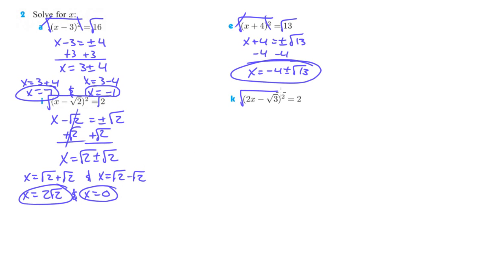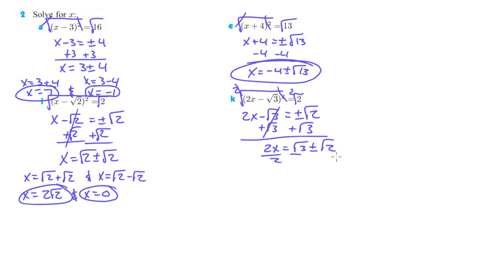All right, and then K here, square root both sides. This square and this root here cancel each other out. 2x minus root 3 equals plus or minus the square root of 2. We are going to add the root 3 to both sides. Right, that goes away, and we're left with 2x equals root 3 plus or minus root 2. Those don't play together. So our last step really is to divide both sides by 2, and we simply get x equals the square root of 3 plus or minus root 2, all over 2, and you cannot simplify that any further.